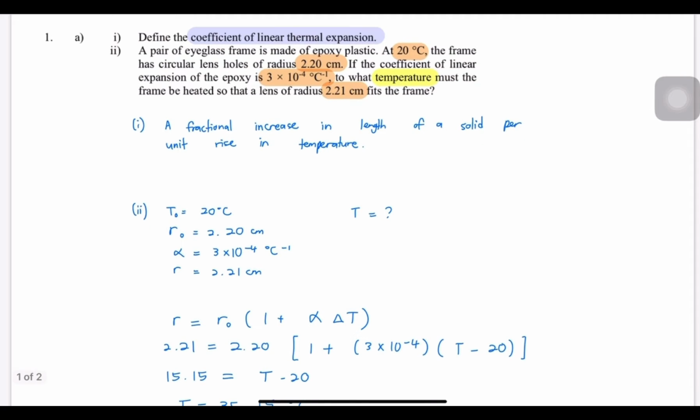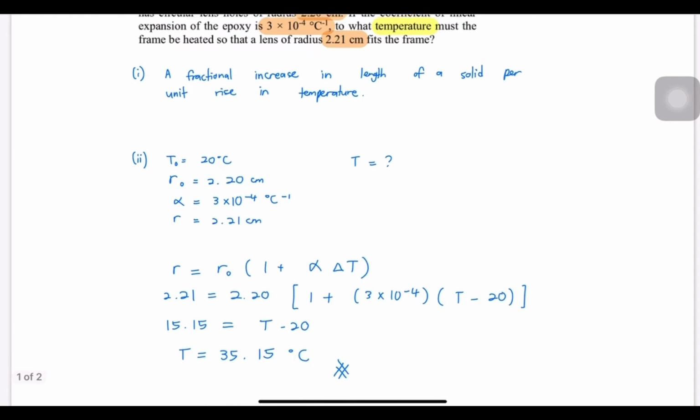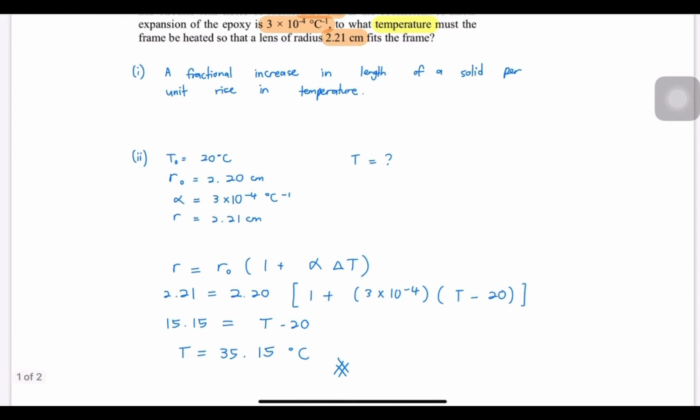Secondly, the question is, a pair of eyeglass frames is made of explosive plastic. At 20 degrees Celsius, the frame has circular lens holes of radius 2.2 cm. If the coefficient of linear expansion of the plastic is 3 times 10 to the power of negative 4 degrees Celsius to the power of negative 1, to what temperature must the frame be heated so that a lens of radius 2.21 cm fits the frame? So we collect the information from the question.